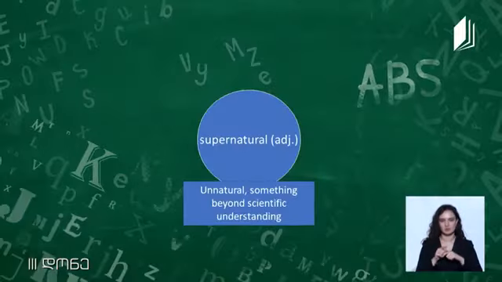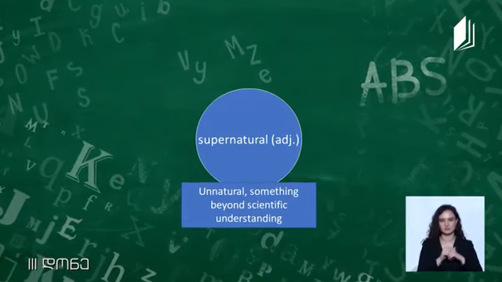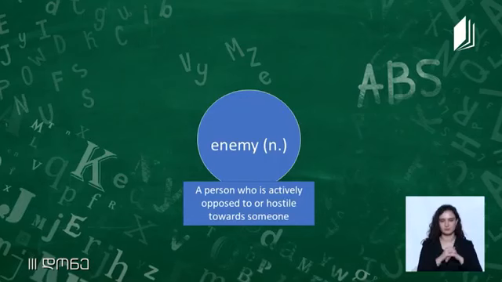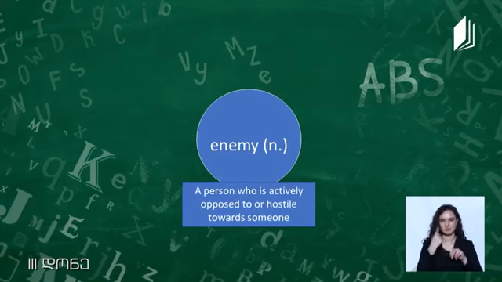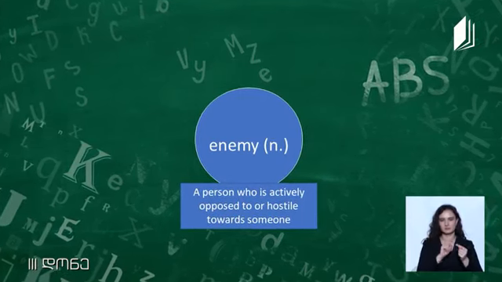If you get a lot of prophecies correct, they might accuse you of being supernatural. Our next word, supernatural, is when something's unnatural or magical in origin, something beyond scientific understanding. Our next word is enemy. And an enemy is a person who is actively opposed to or hostile towards someone.